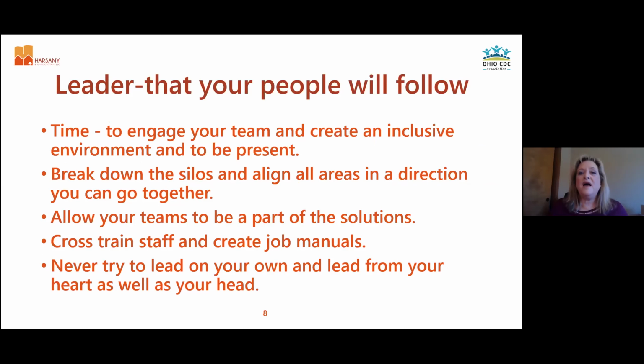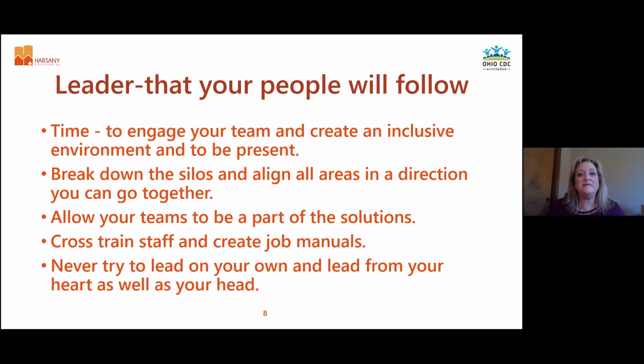You do not have enough time in your schedule to not include time for engaging your team and creating an inclusive environment of the roles and responsibilities within your organization. If not, you will have turnover, lack of efficiency, toxic work environments, and in the end, it will take even more of your time. Break down the silos.